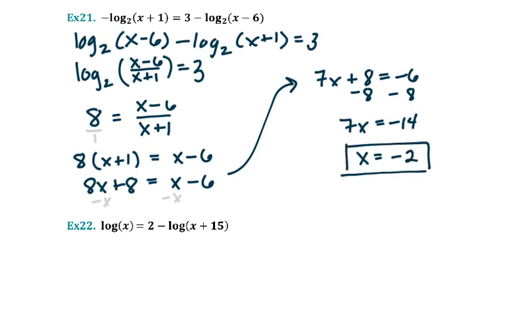Now, when I go to check, what happens when I try to plug -2 in here or here? If I plug -2 into x plus 1, I get -1. And if I plug -2 into x minus 6, I get -8. So in both of those situations, we get a negative number for the argument, which is not allowed to happen. So our answer here is no solution.